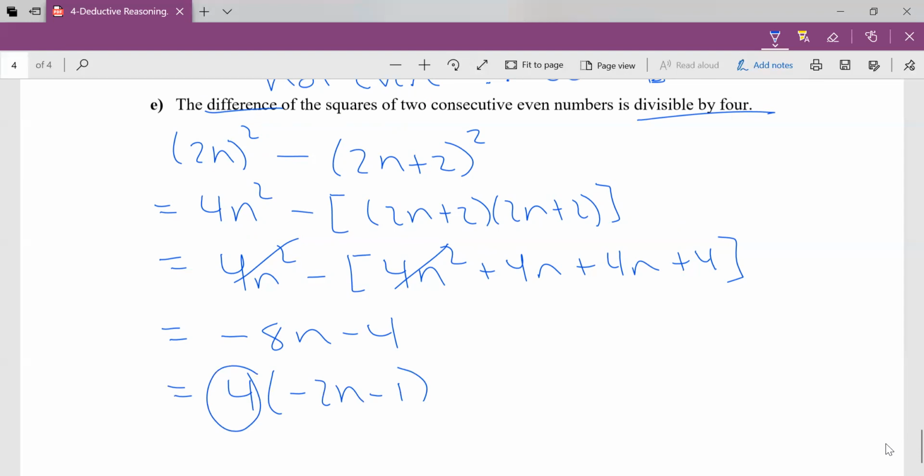Okay, friends, that was a lot. Deductive reasoning, pretty tricky stuff. You got to practice it. You got to know some definitions.